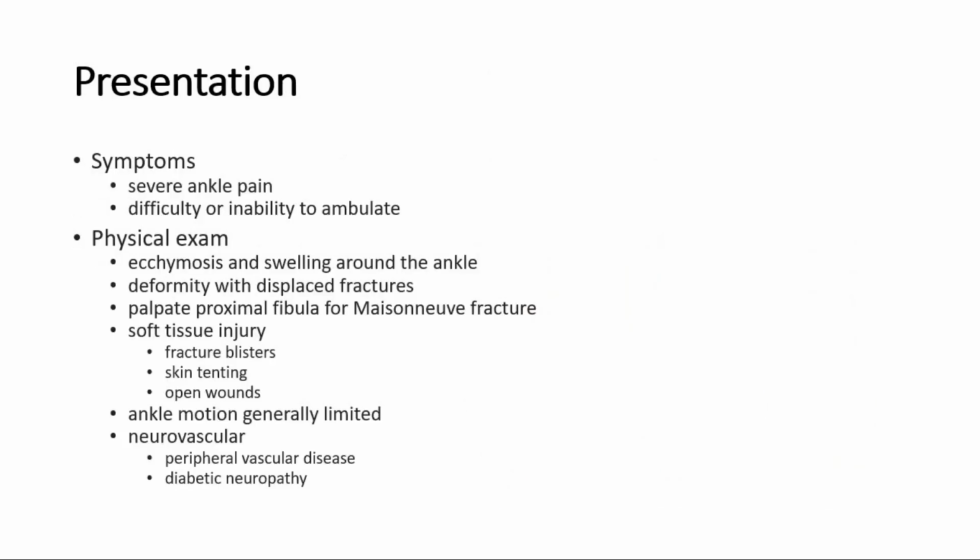Patients present with severe ankle pain, with difficulty or inability to ambulate. On physical exam, there might be ecchymosis and swelling around the ankle. Deformity with displaced fractures. Palpate proximal fibula for Maisonneuve fracture. Look for soft tissue injury like fracture blisters, skin tenting, and open wounds. The ankle motion is generally limited. Assess neurovascular status to look for peripheral vascular disease or diabetic neuropathy.